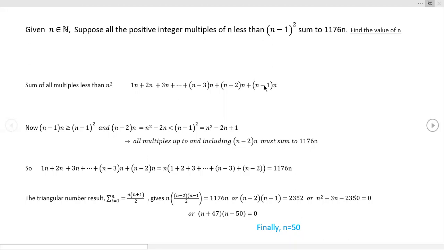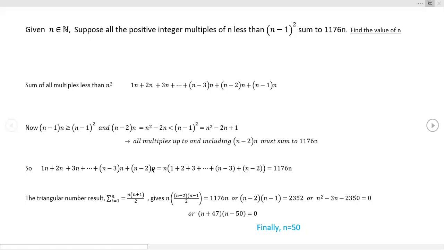So it's clear that we're going to exclude this multiple. We're supposed to take all the positive multiples of n less than this, so this one's going to be excluded, all right? Now, it turns out the next one is going to get excluded too. The (n - 2) times n is going to get excluded also, because it's not too hard to see that n squared minus 2n, when you square this out, it's going to be necessarily less than this because you're adding 1, right? So that means that we're going to have to sum up all the multiples of n up to (n - 2) times n, okay?